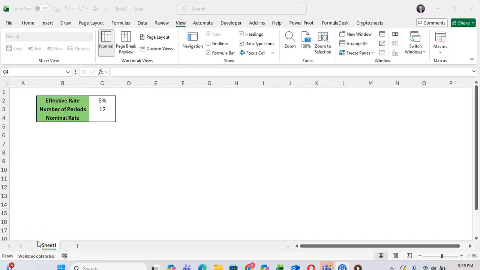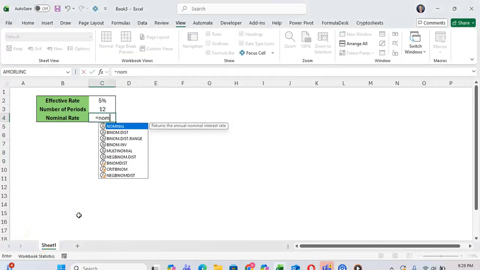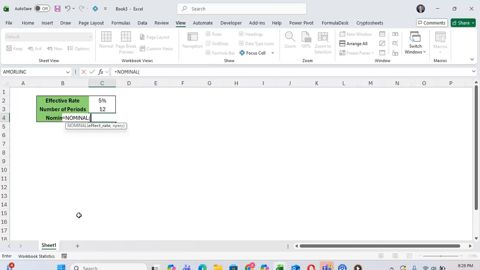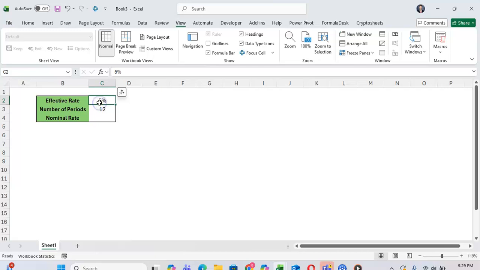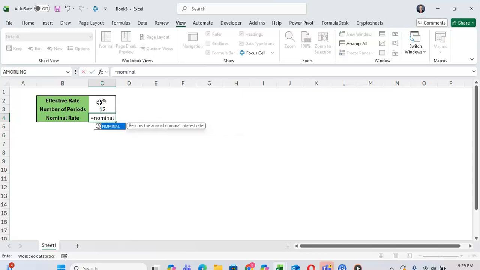In this tutorial, I want to show you how you can use the NOMINAL function in Excel. This function returns the nominal interest rate of an effective rate that's compounded in a number of periods in a year. So let's just say you have an interest rate of 5% advertised by a bank. But you know the only reason it's as high as it is is because it is compounded 12 times a year. To calculate the nominal rate from this effective rate, do equals NOMINAL, open parentheses.